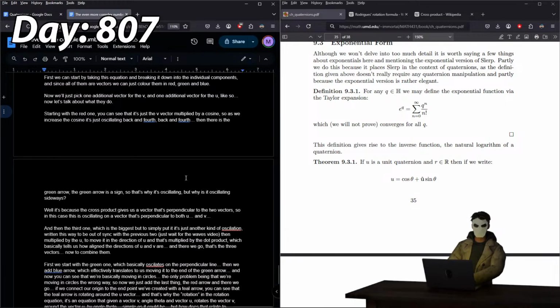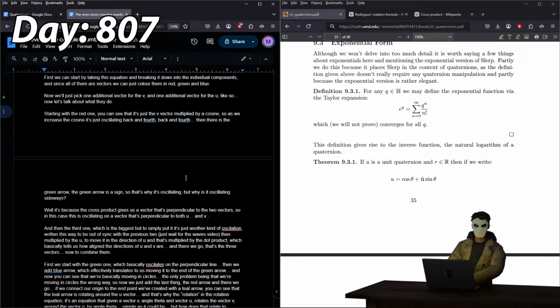First, we can start by taking this equation and breaking it down into the individual components, and since all of them are vectors, we can just color them in red, green, and blue. Now we'll just pick one additional vector for v and one additional vector for u, like so. Now let's talk about what they do. Starting with the red one, you can see that it's just the v vector multiplied by a cosine, so as we increase the cosine, it's just oscillating back and forth, simple.